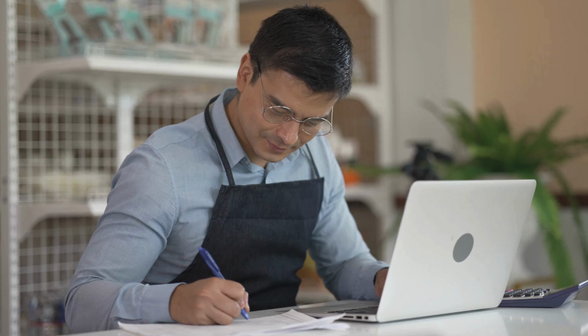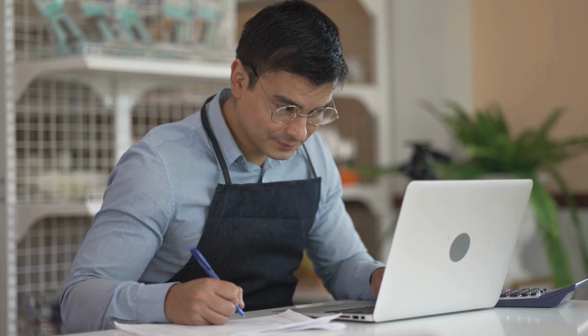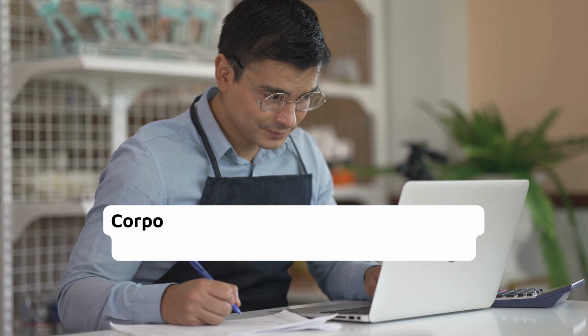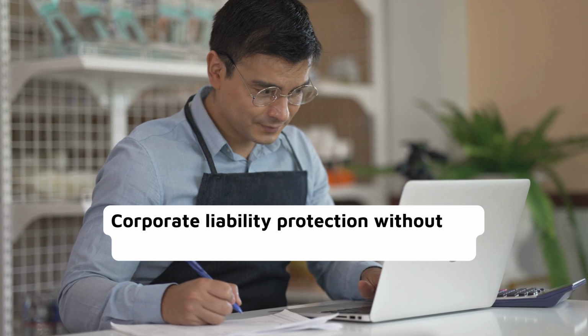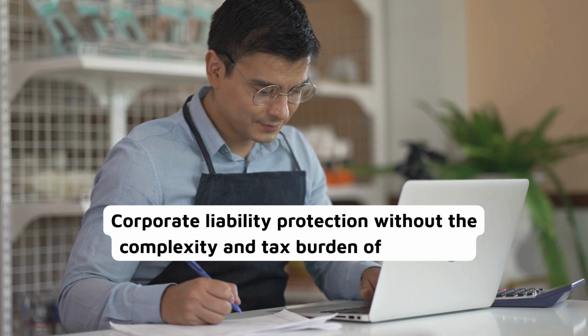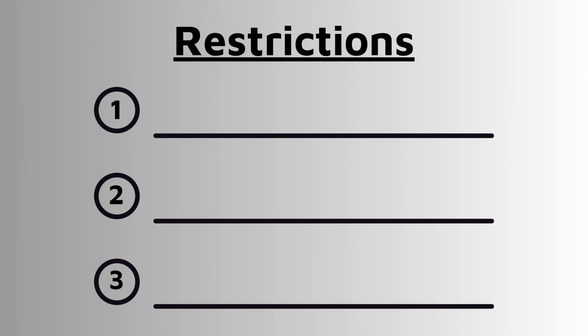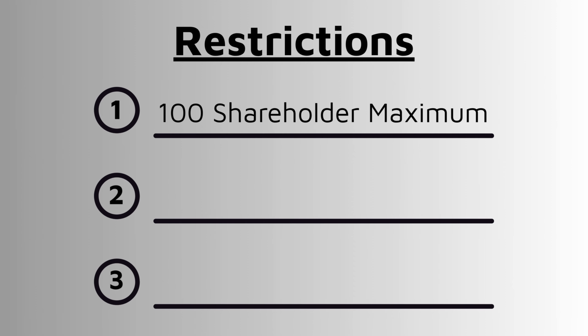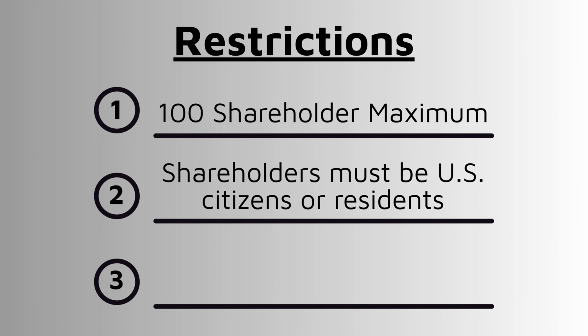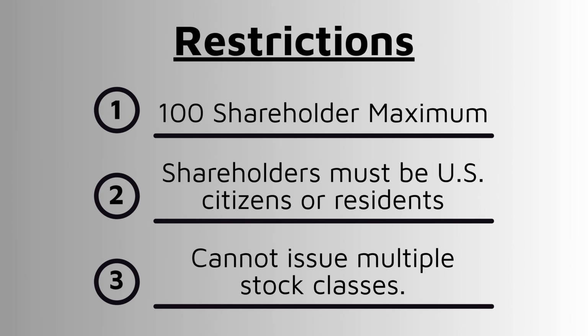Because of this, S-Corps are extremely popular with small businesses that want corporate liability protection, without the complexity and tax burden of a C-Corp. That said, S-Corps come with restrictions. First, they're limited to 100 shareholders. Second, all shareholders must be US citizens or residents. Third, you can't issue multiple classes of stock.